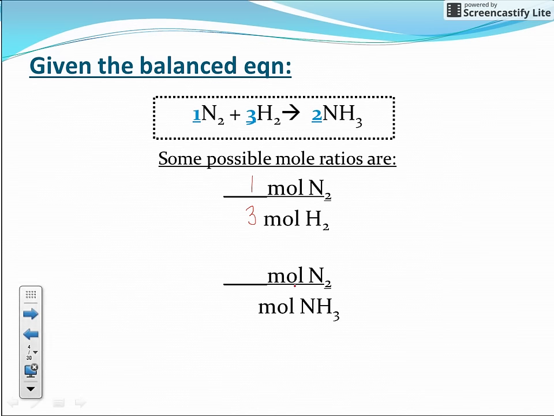What if you were doing a problem, though, that needed moles of nitrogen and moles of ammonia to be related? Well, you look at your balanced equation. You have 2 in front of the ammonia in the balanced equation, so 2 moles of ammonia and 1 mole of nitrogen. Another combination that you could use from this balanced equation is to relate the hydrogen to the ammonia. So looking at the balanced equation, there's a 3 in front of the hydrogen. That means 3 moles of hydrogen are going to be needed for every 2 moles of ammonia.